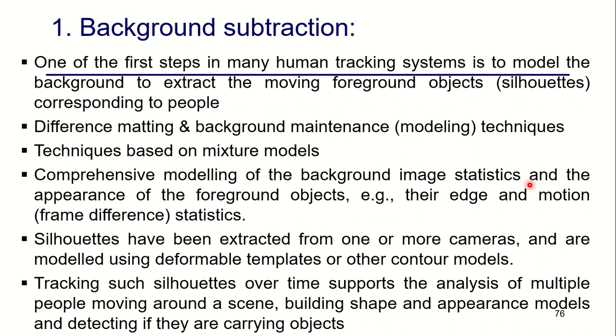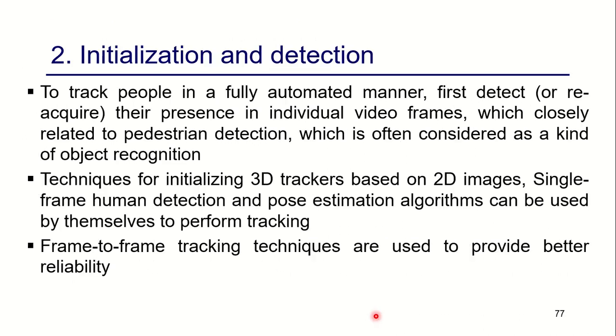Silhouettes are extracted from one or more cameras and are modeled using deformable templates or other contour models. Tracking such silhouettes over time supports the analysis of multiple people moving around a scene, building shape and appearance models, and detecting if they are carrying objects.